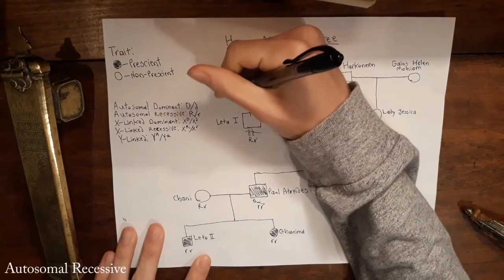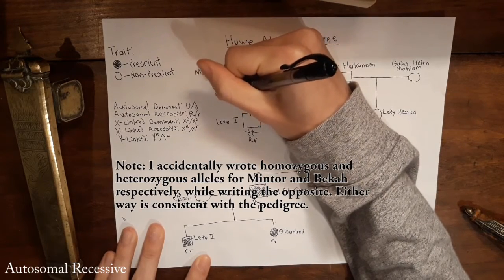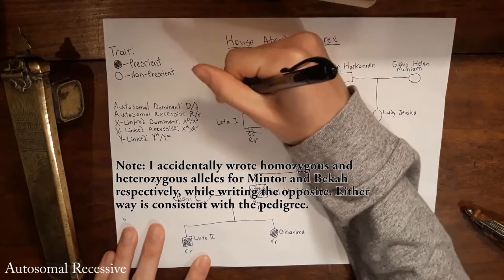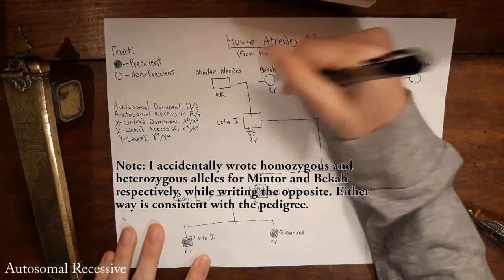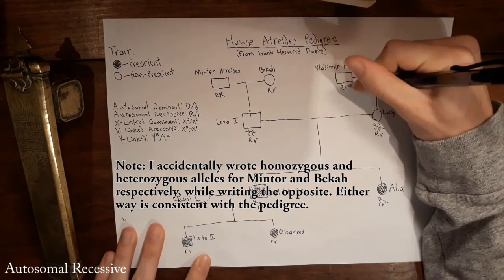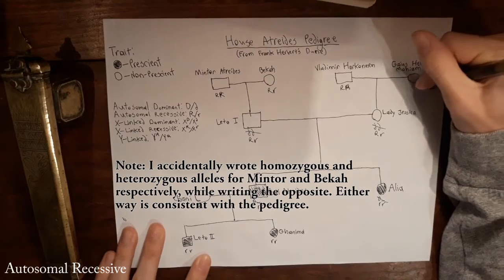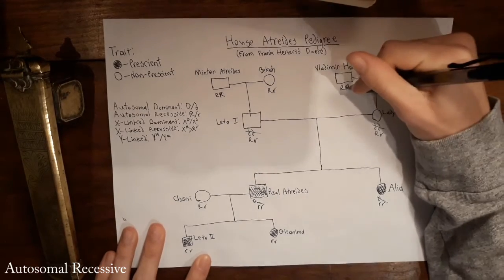Mentor Atreides could be heterozygous, and Becca could be homozygous dominant, and then Vladimir Harkonnen could be homozygous dominant, and Gaius Helen Mohiam could be heterozygous. This mode of inheritance is therefore consistent with the pedigree.